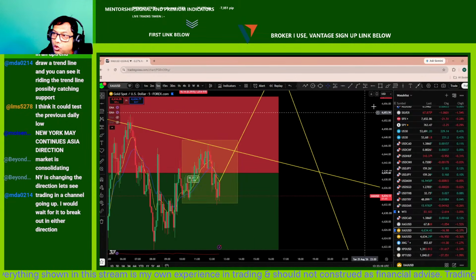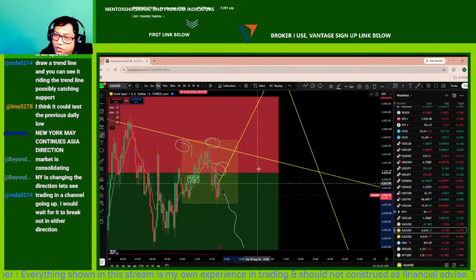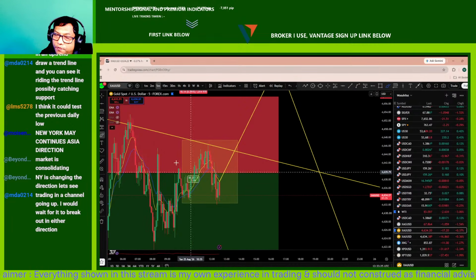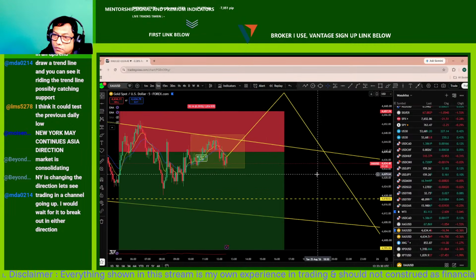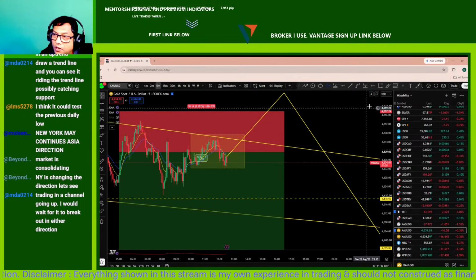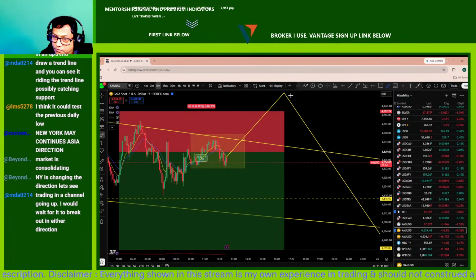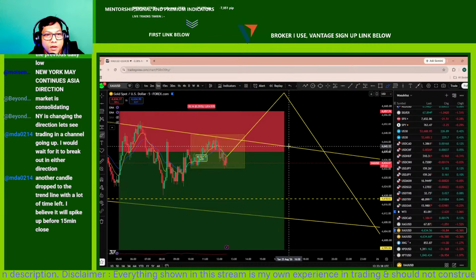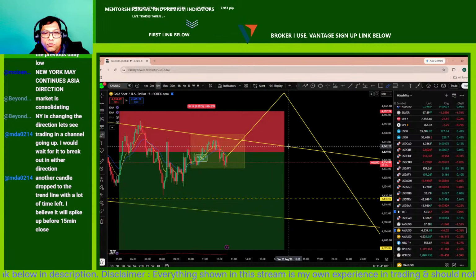With a large head and shoulders at this level, looking to see it break down below, come down to support, and even break lower further. Okay, welcome. Trading in a channel going up, I would wait for it to break in a direction.